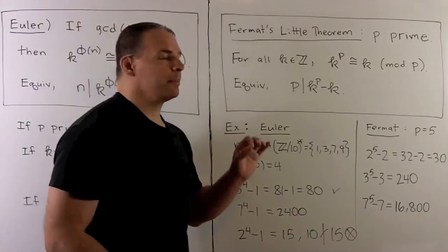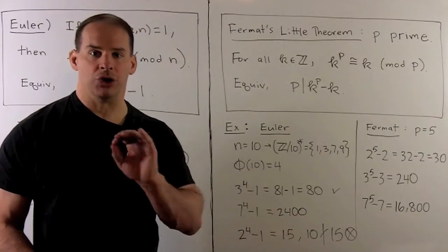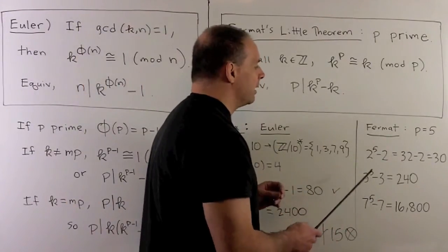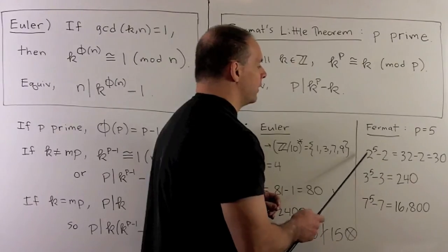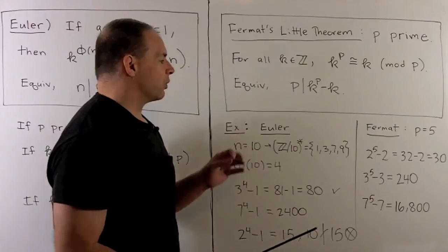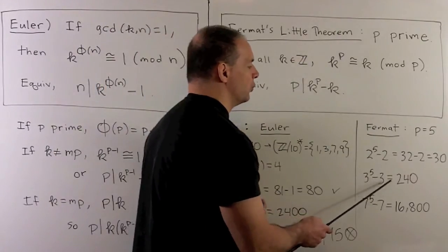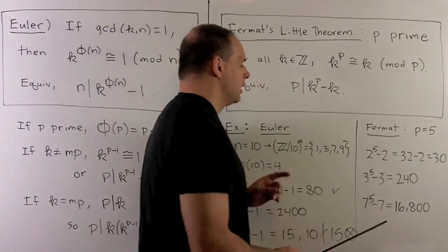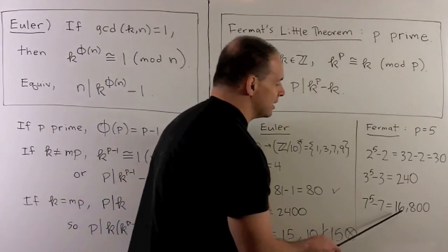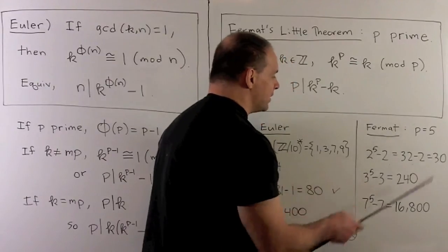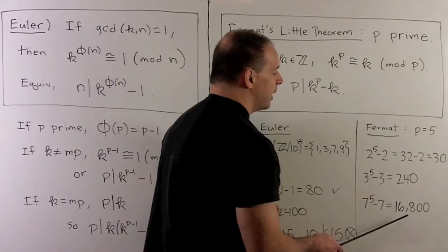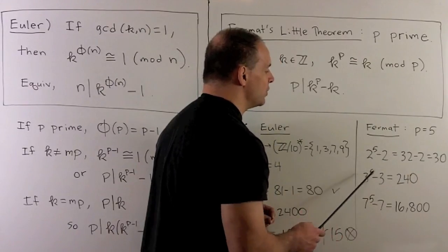If we go to Fermat, there's no condition at all on the integer that we use. So let's try p equal to 5. If I take 2, 2 to the 5th minus 2 gives me 30. 5 divides 30. We try 3. 3 to the 5th minus 3 is 240. 5 divides that. We try 7. 7 to the 5th minus 7 gives me 16,800. And 5 divides that. You'll also note 10 is going to divide all of these, and that's just because we're taking a difference of two evens or two odds.